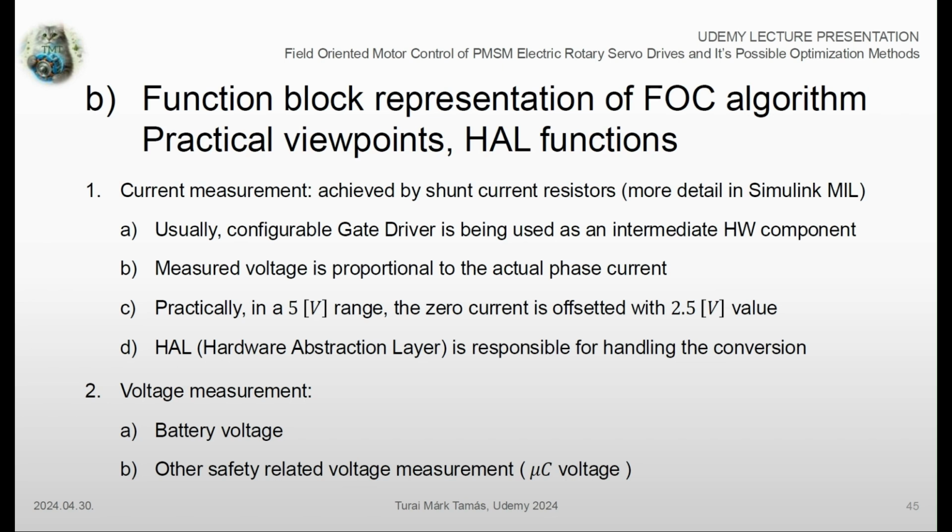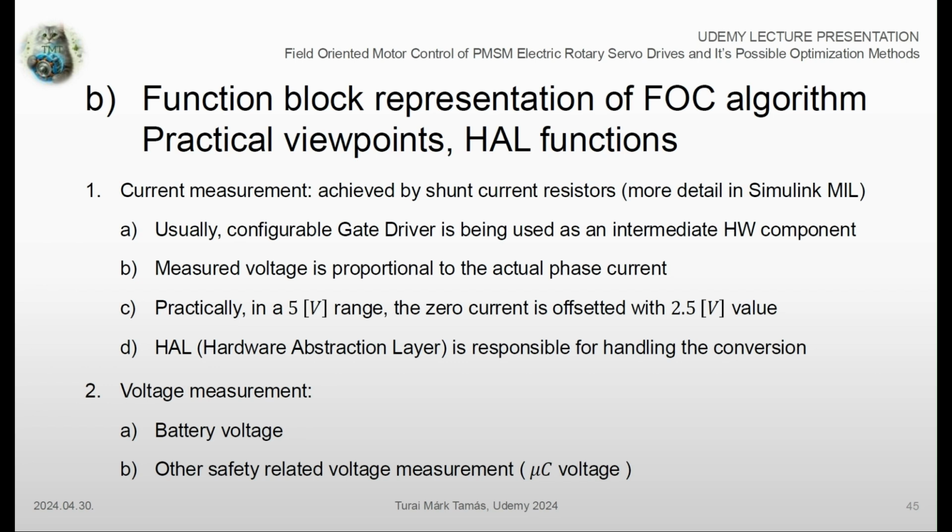It is also able to give a feedback voltage value about the measured phase current values to the microcontroller. Practically, this measured voltage has a 2.5 volt offset when it is interpreted on a 5 volt scale, to be able to express both positive and negative current values as well. The base software's purpose is to handle these low architecture level measured signals with an appropriate conversion logic. The literature refers to this software level as HAL function or hardware abstraction layer function.